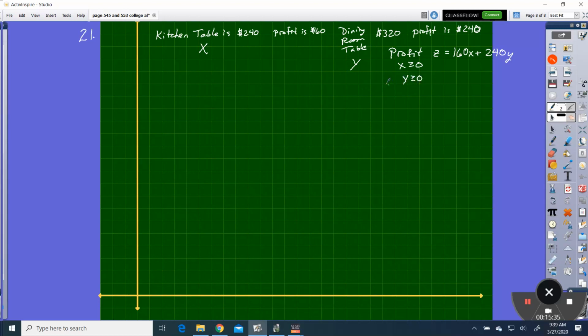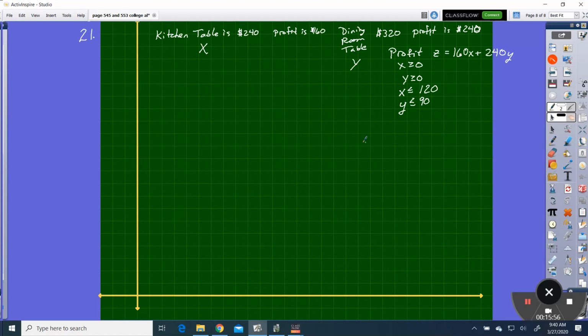Due to labor and equipment restrictions, the company can build at most 120 kitchen tables. So x cannot be more than 120. The company can build at most 90 dining room tables. So that's y has to be less than 90.